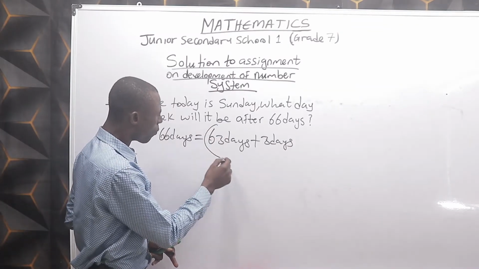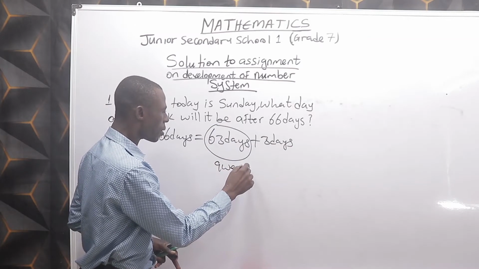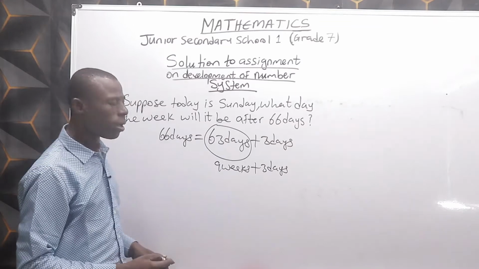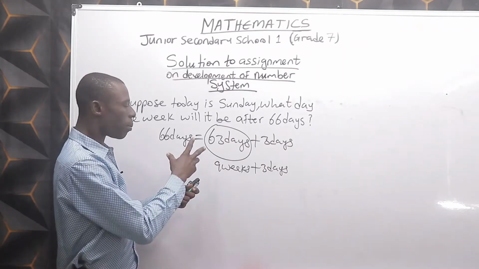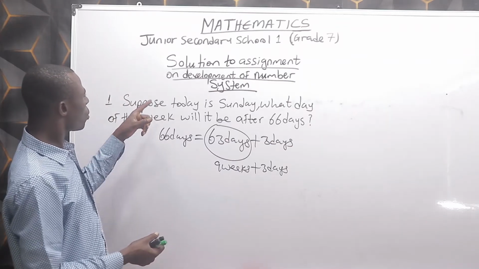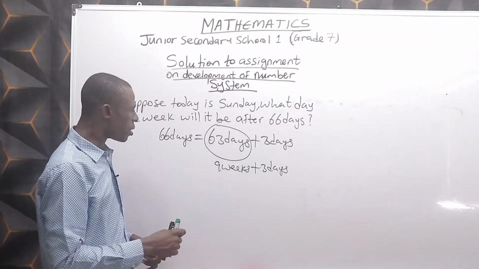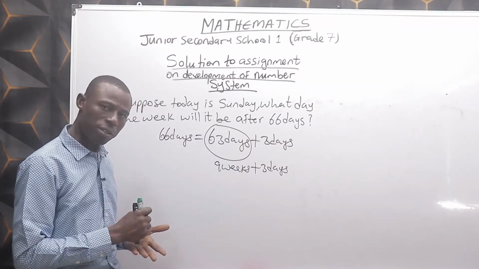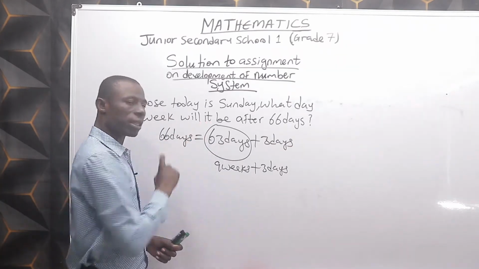This multiple of 7 is the same thing as 9 weeks, where we have 3 days on top. What is the essence of this? When you get the multiples of 7 in the number of days, that multiple of 7 will give you the same day again. It is Sunday. It will still be Sunday after any multiple of 7, because 7 days make 1 week. After 7 days, it will still be Sunday.